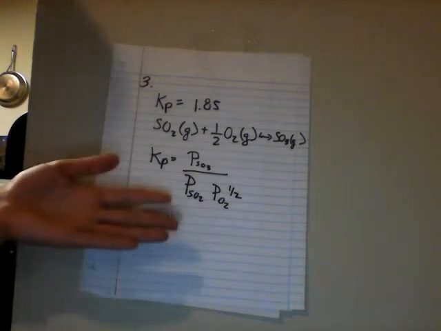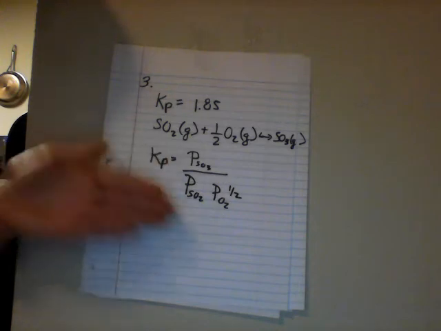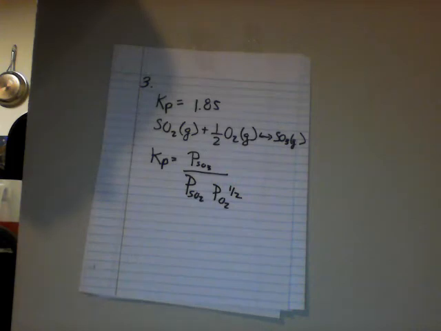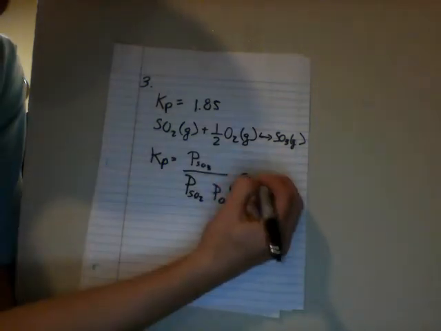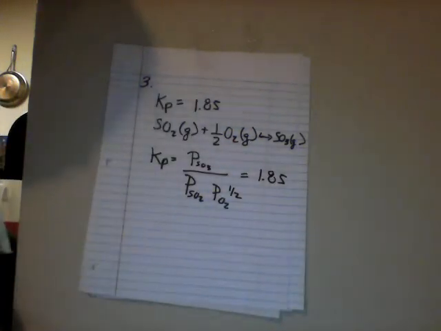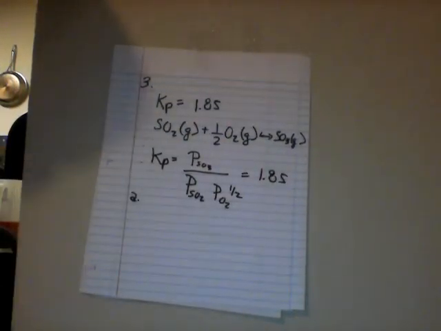So basically, it did not ask me to write this, but I want you guys to see how it varies from concentration. Concentration would literally just have the brackets around. Pressure has the P's. Okay, hopefully that's less confusing if you were confused by it. And they said my KP was equal to that 1.85. It didn't say for me to write this. I'm just showing you.